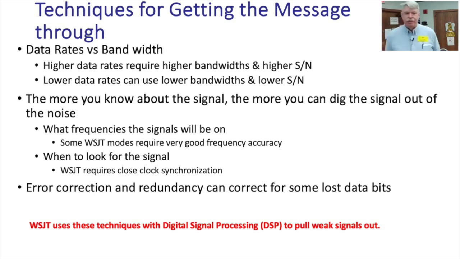Because of that, some of the WSJT modes need pretty good frequency accuracy. You want to be within a few hertz. Close clock synchronization is also important for a lot of them. And the following technique is, rather than just sending the data, you put some redundancy data in there with certain algorithms. So if it loses a bit or two of the data stream, you can often reconstruct it by using some error correction codes. Next slide.